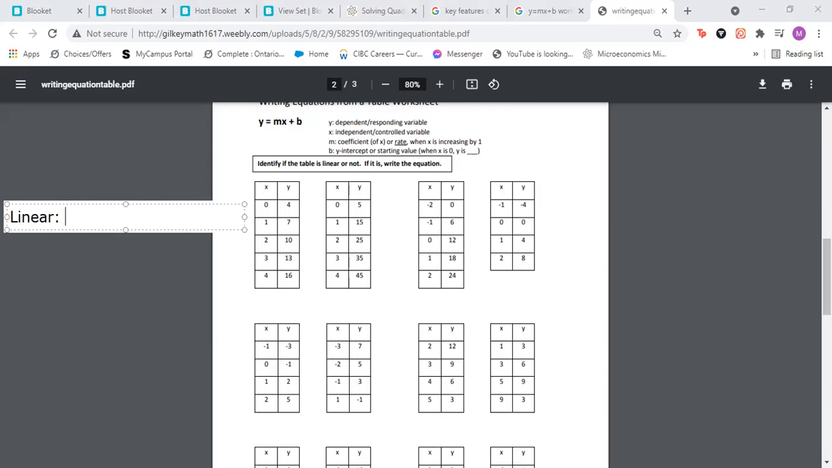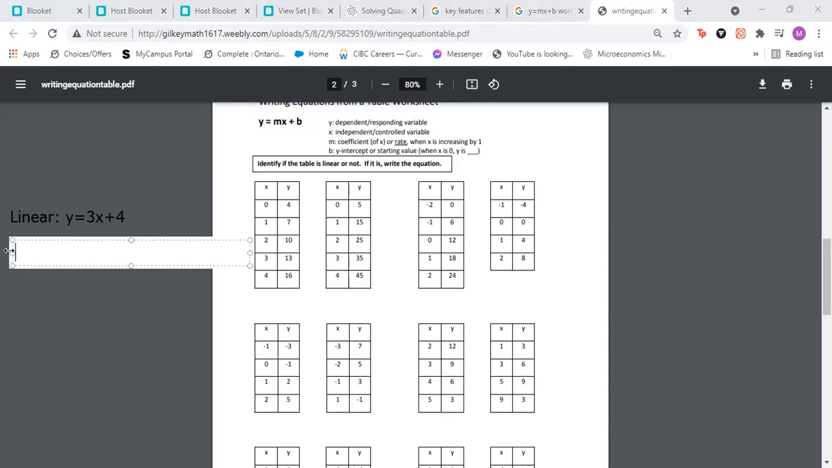It's close. So it'd be y equals 3x. Oh, no, wait, sorry, it would be y equals 3x plus 4, because it starts at 4 at 0, and it moves up by 3x. Yeah. So what about the second one?